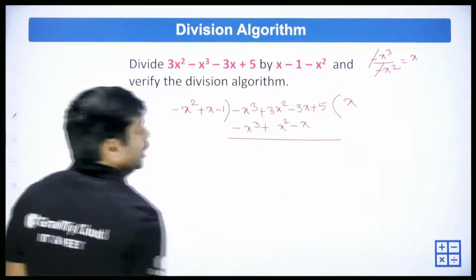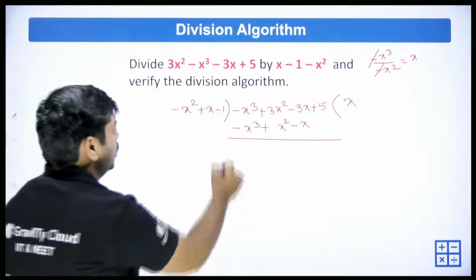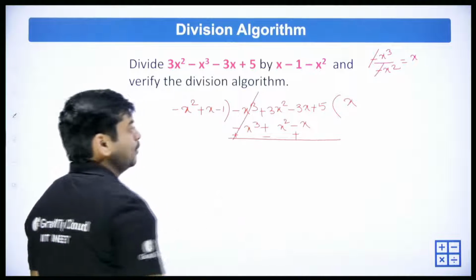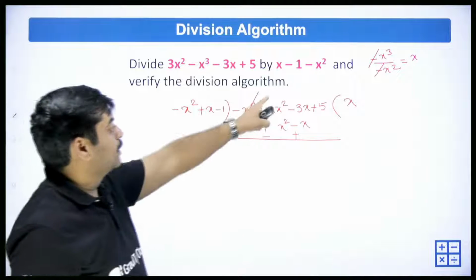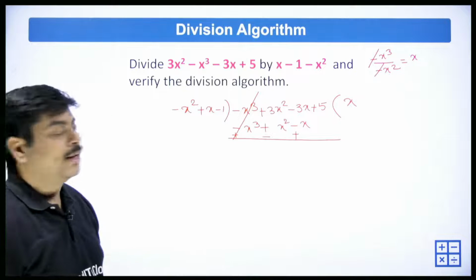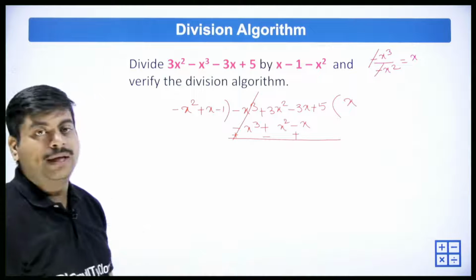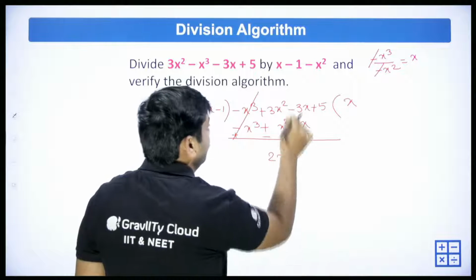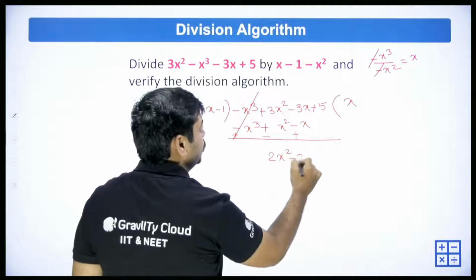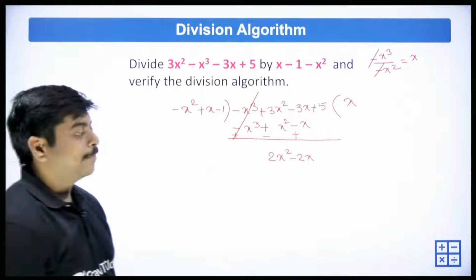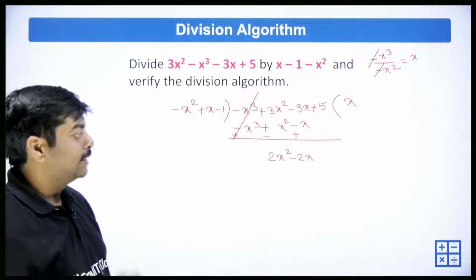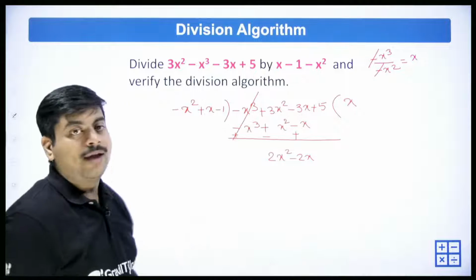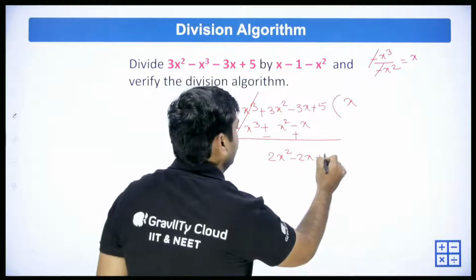So now let's try to subtract these two. This is plus, this is minus, this is plus. Minus x cube and plus x cube get cancelled. 3x square minus x square is 2x square. Minus 3x plus x is minus 2x. And we are left with plus 5. That 5 will come here.